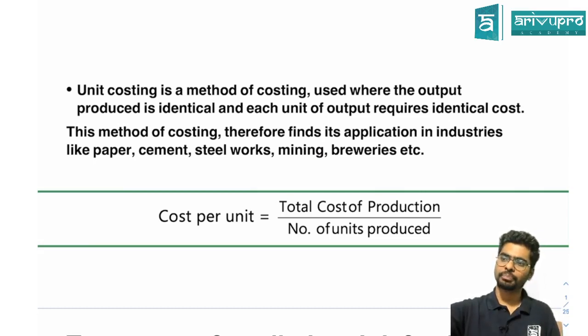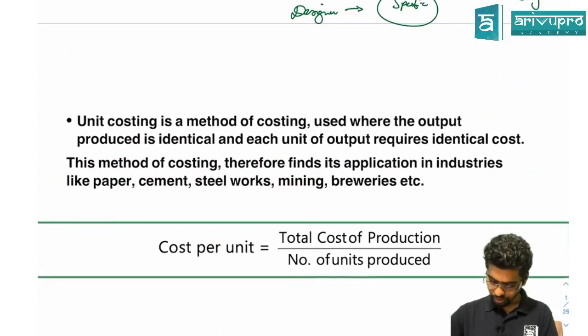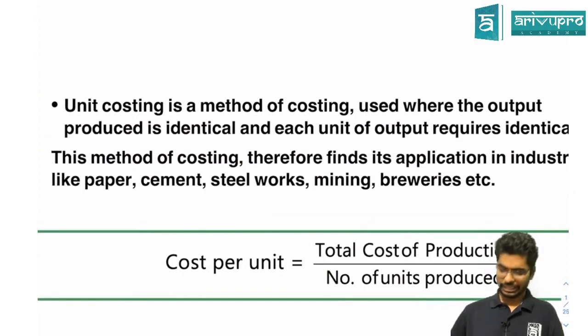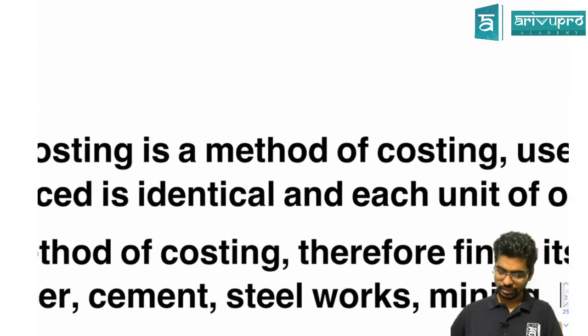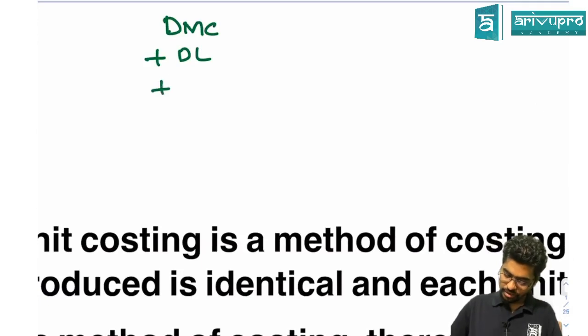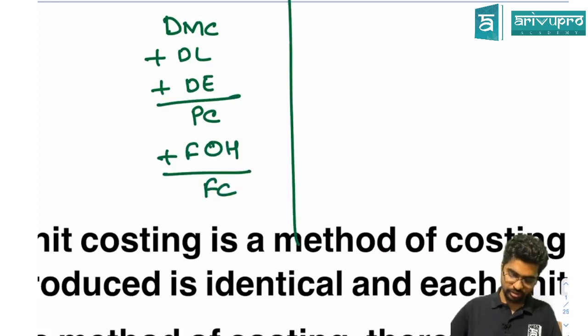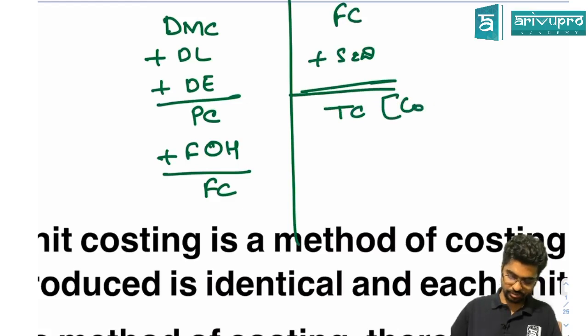So the formula stands very simple. What is it? The total cost divided by the number of units. Now when I say total cost, if you remember your cost sheet properly, we are going to be using the cost sheet itself. I take my DMC plus DL plus DE, that becomes my prime cost, plus factory overheads becomes my factory cost. To the factory cost I'll add my selling and distribution, that becomes my total cost, or what we call the cost of sales.